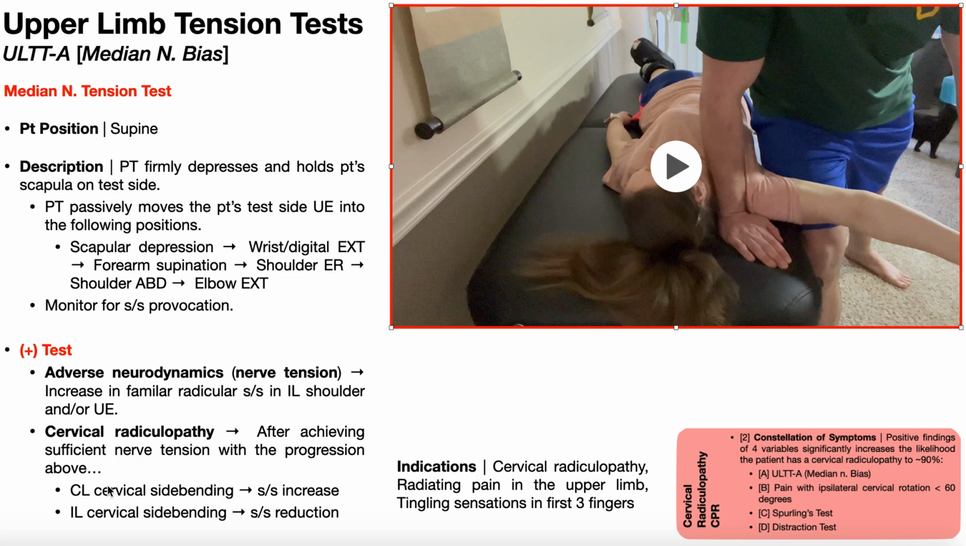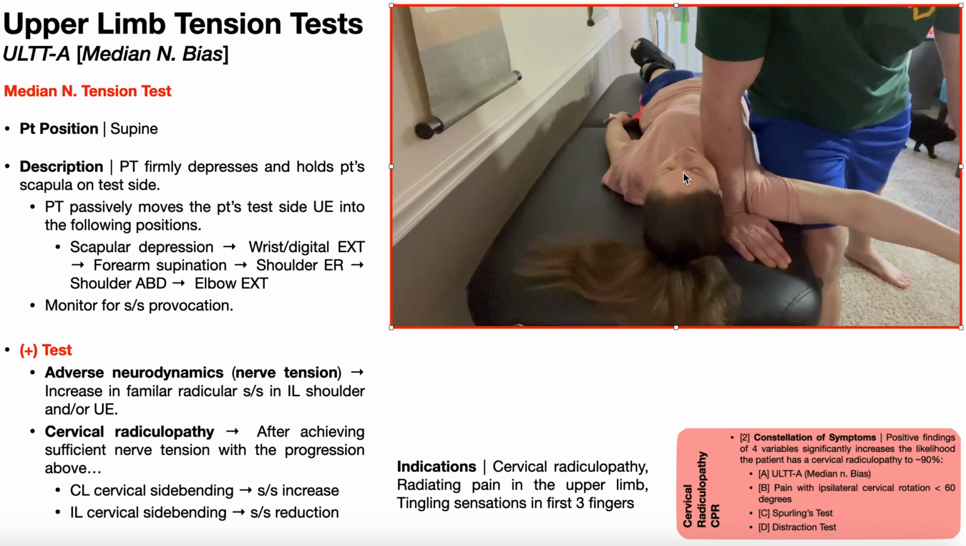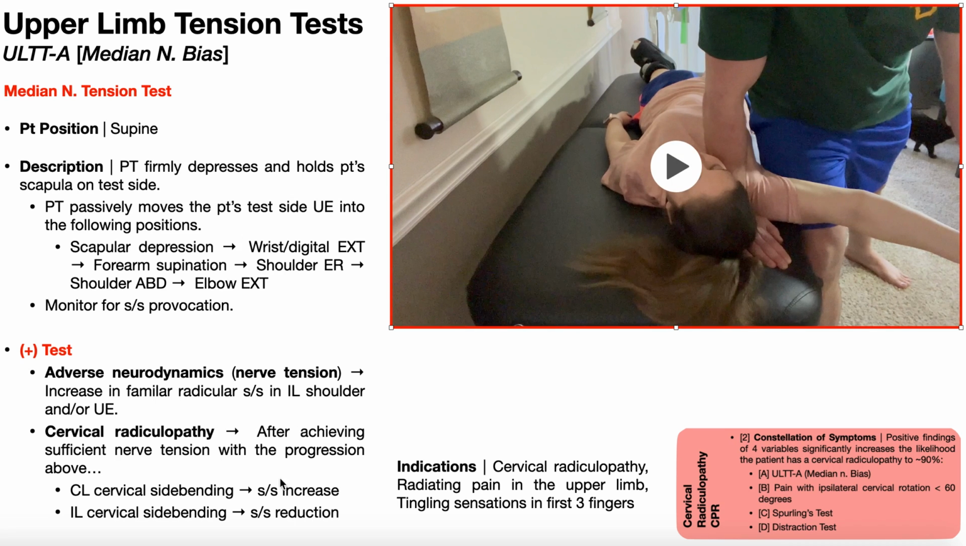So when the patient performs contralateral cervical side bending, or side bending the neck away from the test side, and their symptoms increase, that constitutes a positive test for a cervical radiculopathy, because when they side bend their neck away from the test side, they're putting further stretch on the median nerve, or further tension, by virtue of those brachial plexus nerve roots being bent away from the test side. Conversely, if she then brings her neck back and side bends toward the test side, so ipsilateral cervical side bending like you see there, that should reduce those symptoms. So if you're considering a cervical radiculopathy, you first build up the nerve tension with this progression, and then contralateral cervical side bending, away from the test side, should increase symptoms. And ipsilateral cervical side bending, toward the test side, should reduce symptoms.